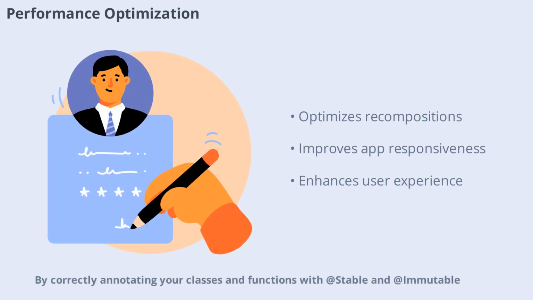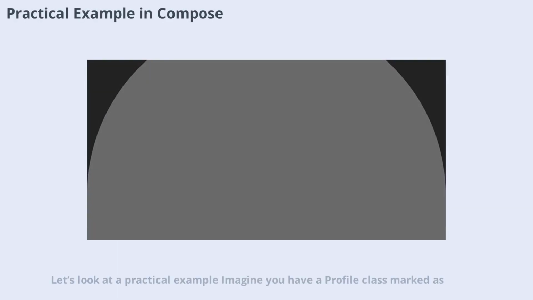By correctly annotating your classes and functions with @stable and @immutable, you give Compose valuable information to optimize UI updates. This leads to better performance, smoother animations, and a more responsive app. It's a small change in your code that can have a big impact on the user experience, especially in complex applications. Let's look at a practical example.